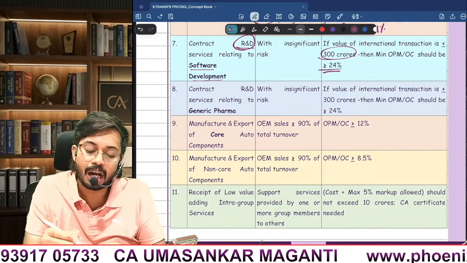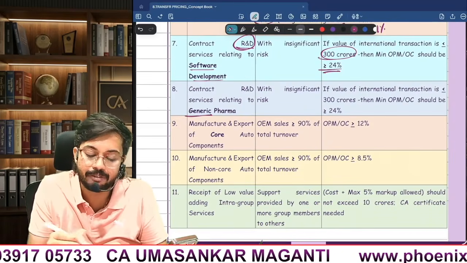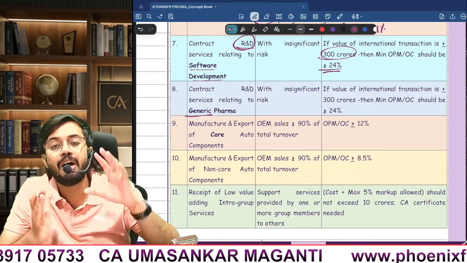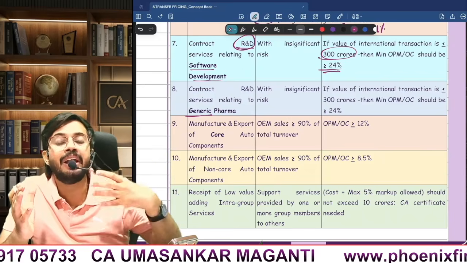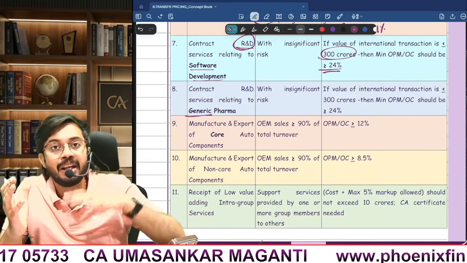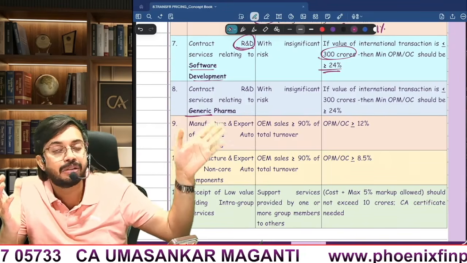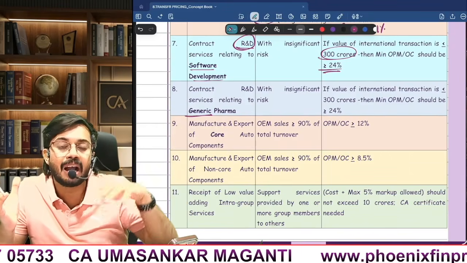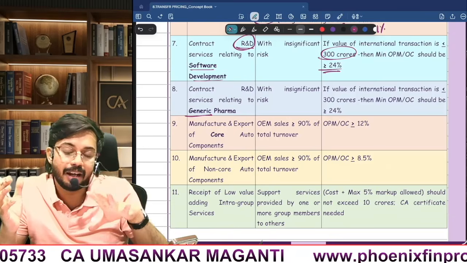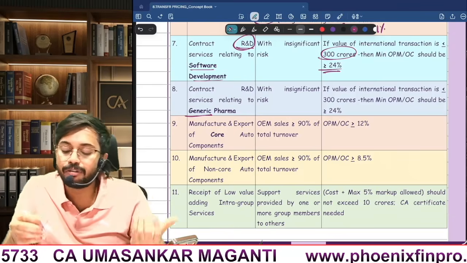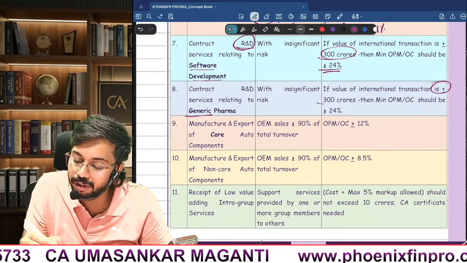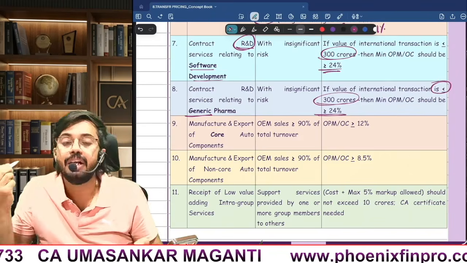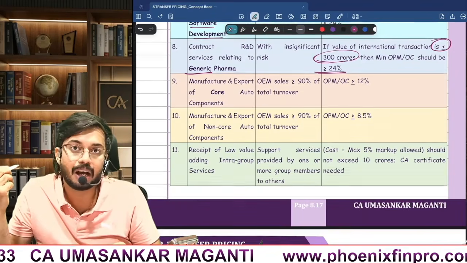Next, contract R&D services relating to generic pharma. That means with regard to pharma companies, if you do any R&D services located in India, that means for a non-resident associated enterprise, you are providing R&D services sitting in India. Then if the value of international transactions is less than or equal to 300 crores, minimum you should maintain a 24% operating margin. Are you able to understand?